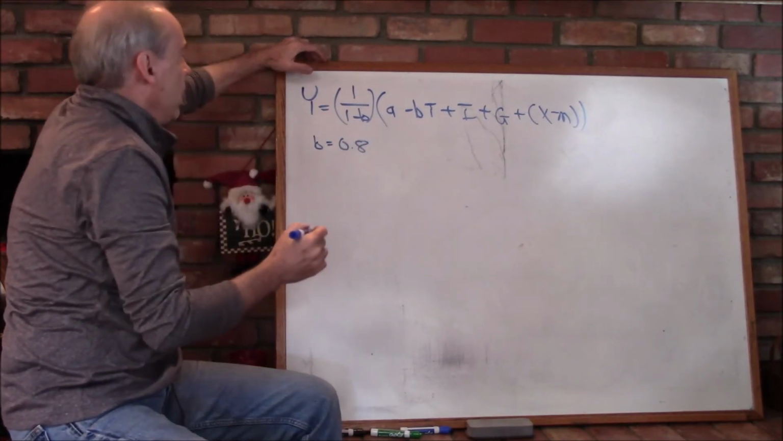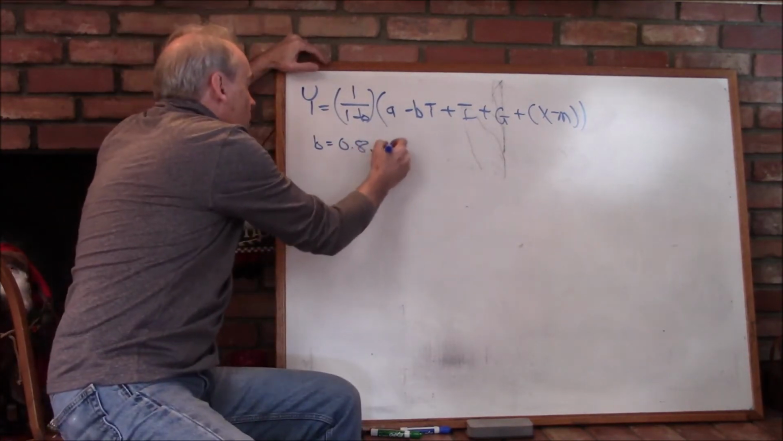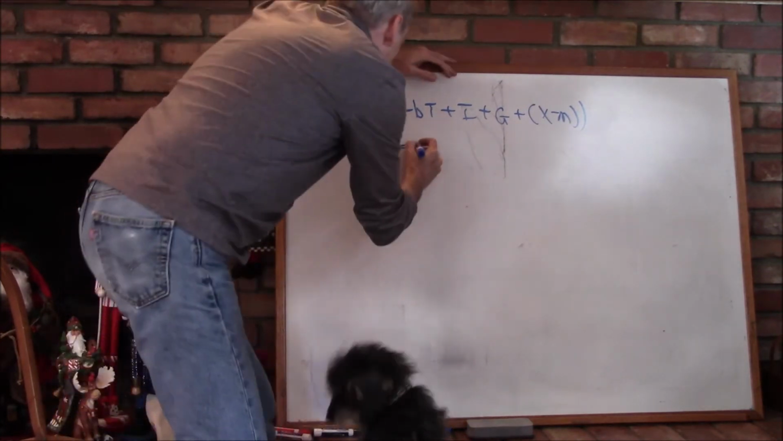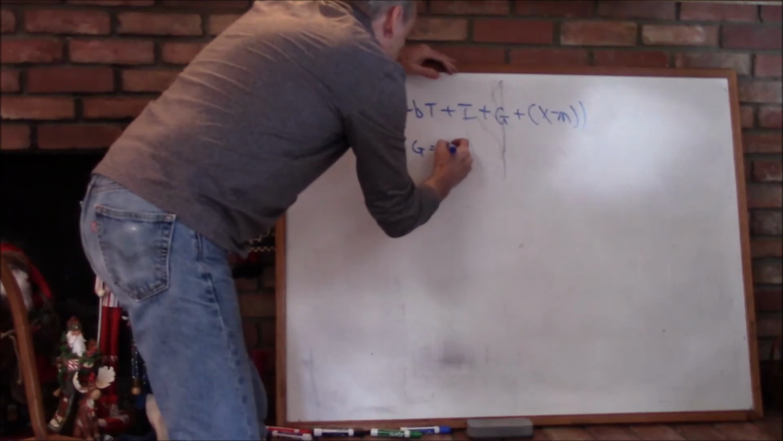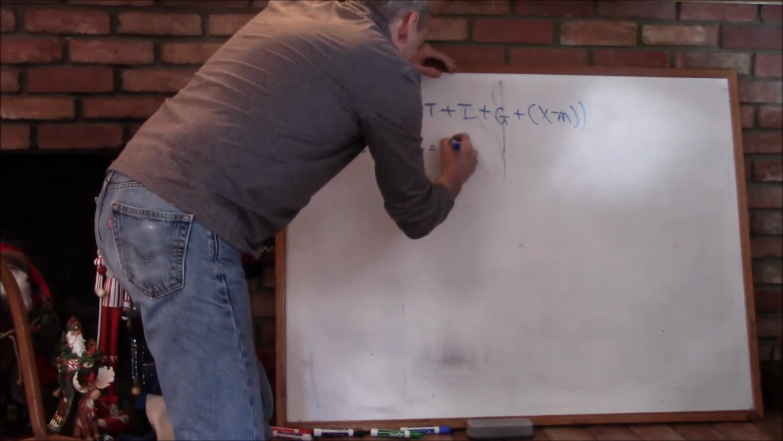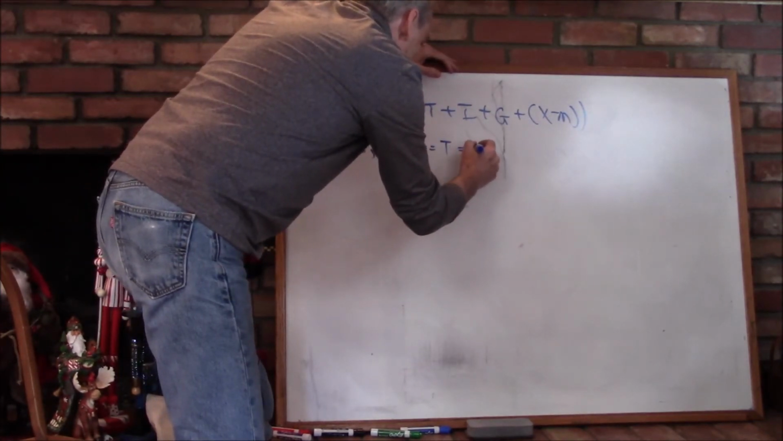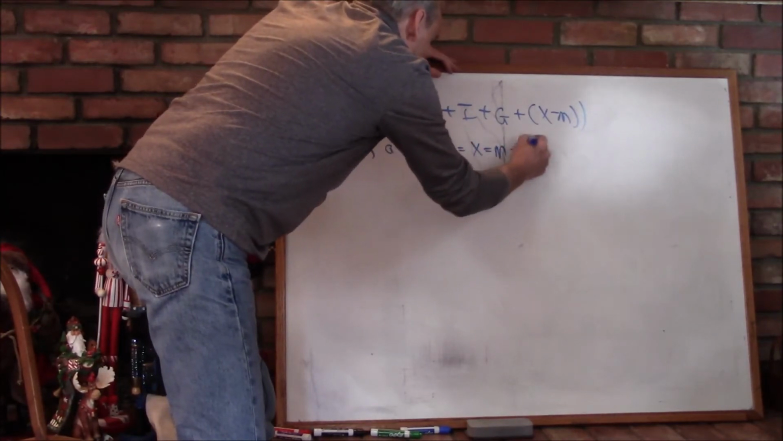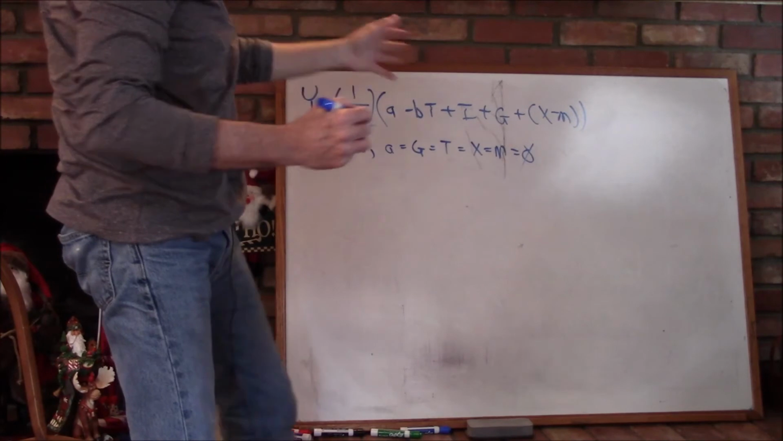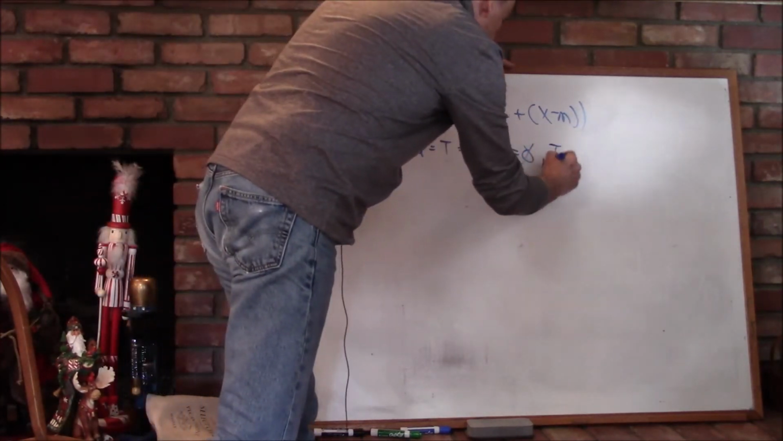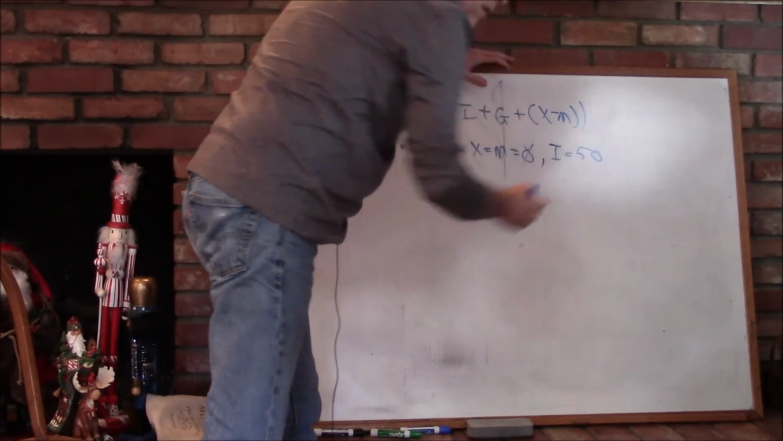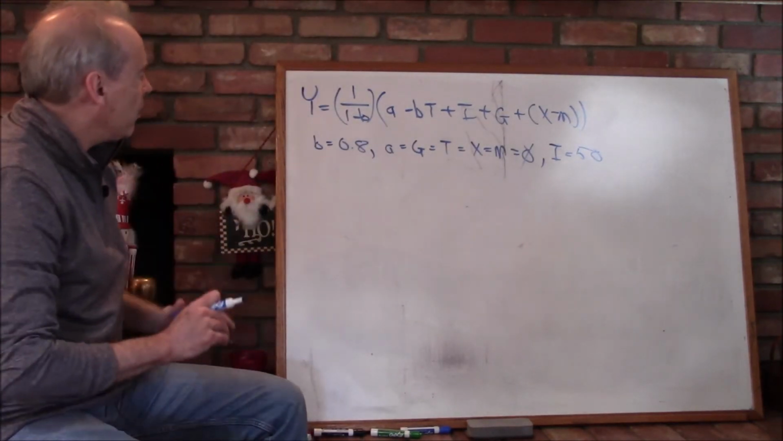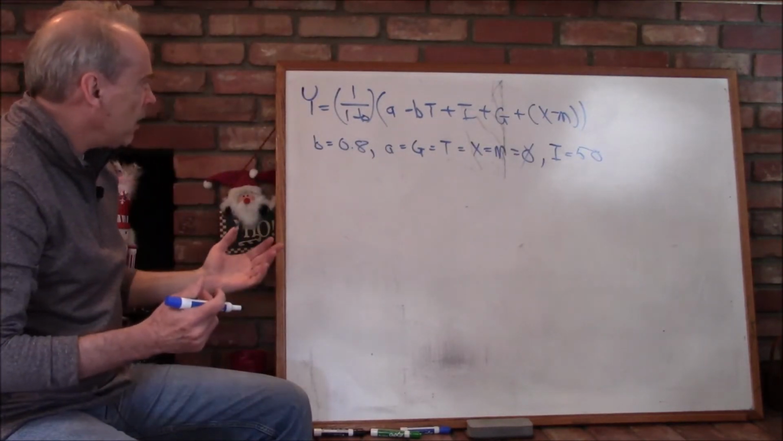And then I'm going to make it really, really simple here. A is equal to, G is equal to, T is equal to, X is equal to M is equal to 0. So we're going to just set all those to 0 just to make it nice and simple. And I is equal to, I don't know, 50. All right. So a little bit of glare on that, sorry. But I is equal to 50. All right, so let's plug that in.